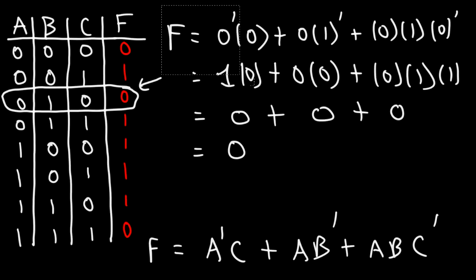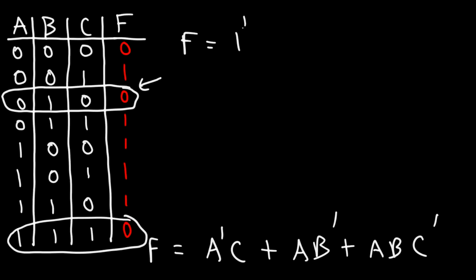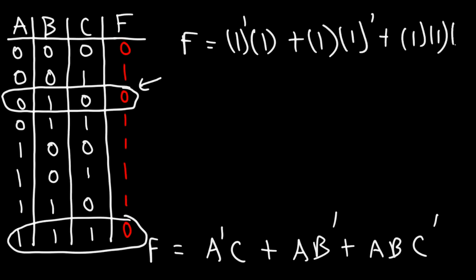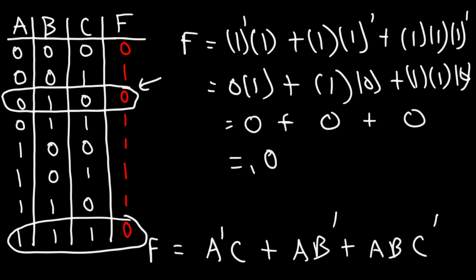Now let's try one more. Let's try this one, where A, B, and C is a 1. So we have the complement of 1 times 1 plus 1 times the complement of 1 plus 1 times 1 times the complement of 1. The complement of 1 is 0. So automatically 0 times 1 is 0, 1 times 0 is still 0, and the last one is going to be 0. So the output is once again 0.